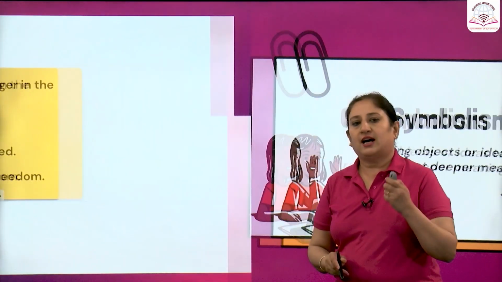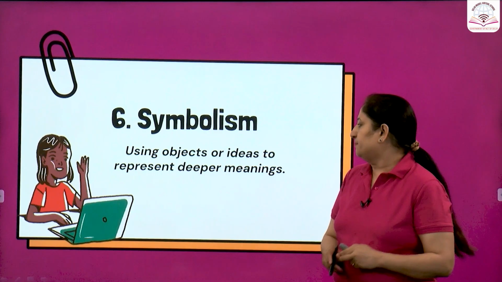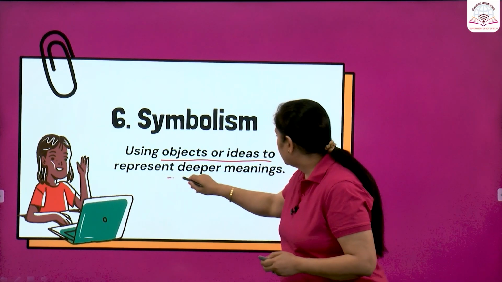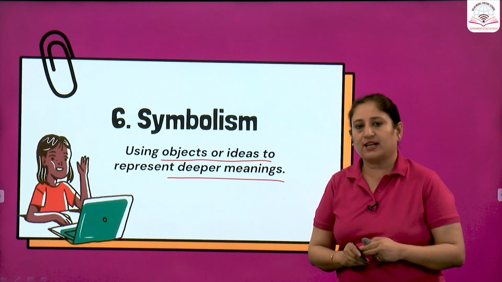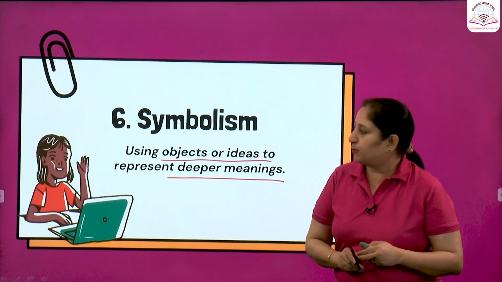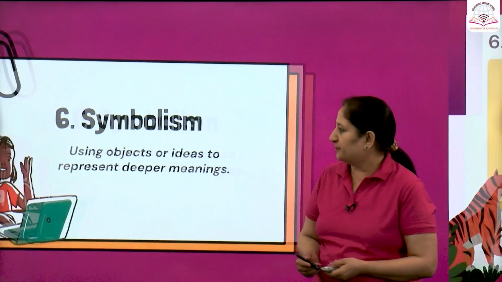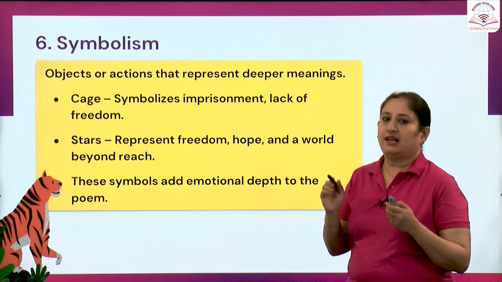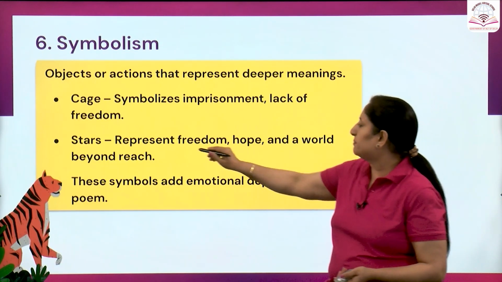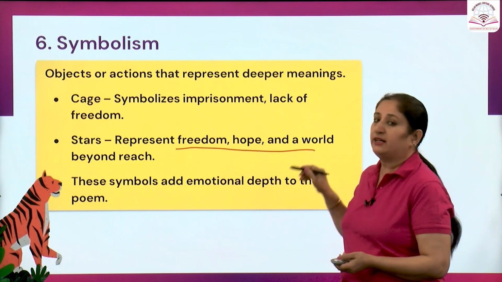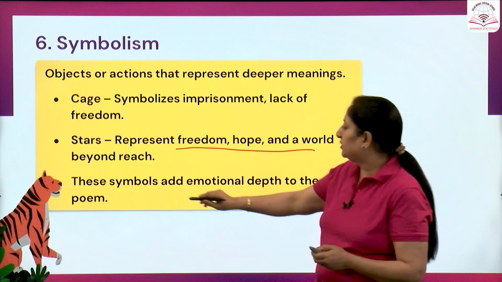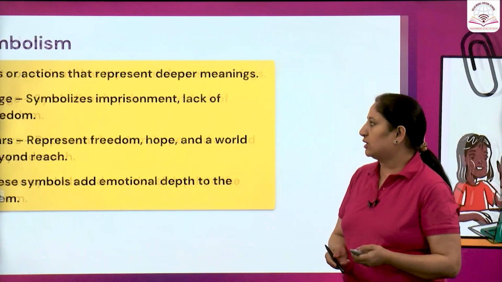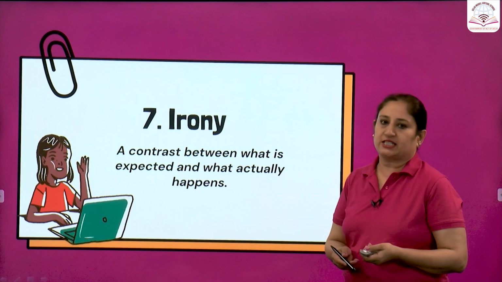It's time for another poetic device, symbolism. Using objects or ideas to represent a deeper meaning. Now let's try to understand where the poet has employed symbolism in the poem. Here, the cage symbolizes imprisonment and lack of freedom, and the stars represent freedom, hope and a world beyond reach. So these symbols add emotional depth to the poem.